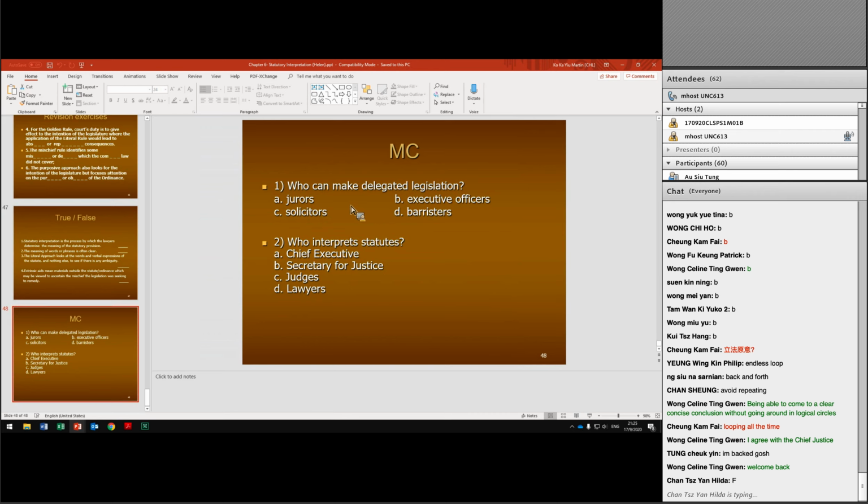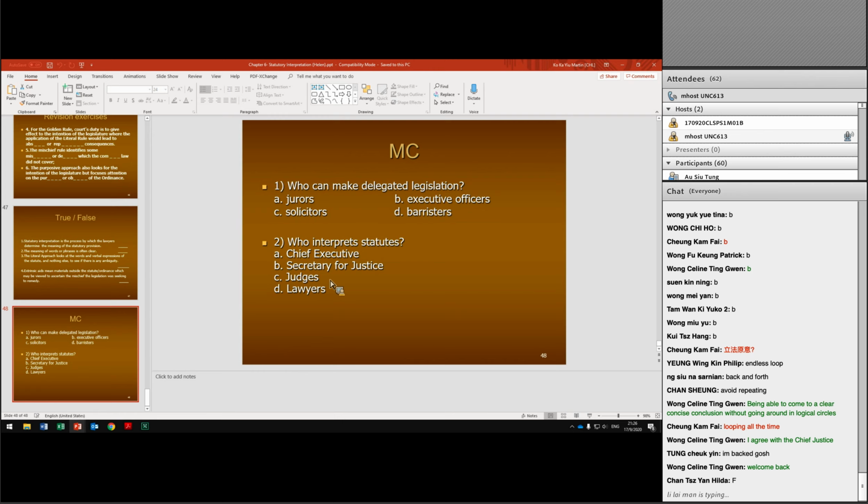For MC, who can make delegated legislation? Out of the four, it should be the executive officer, including the Chief Executive, Carrie Lam, and also some government senior officers, like the head of the policy bureau. Number two, who interprets statute? It should be the judges. It's always the job of the judge to interpret statute. Only the judge can interpret statute. So the interpretation of the judge is the most authoritative.